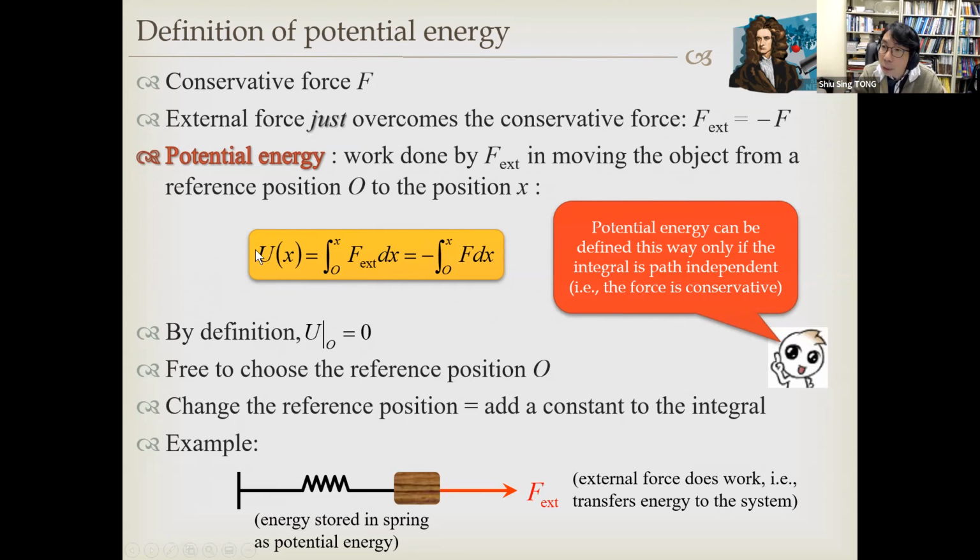Now, this formula is abstract, right? Why is the work done by the external force equal to some potential energy? What does that mean? What does it mean to do the integral and have it equal to U? What is that? Let's go back to the real thing.